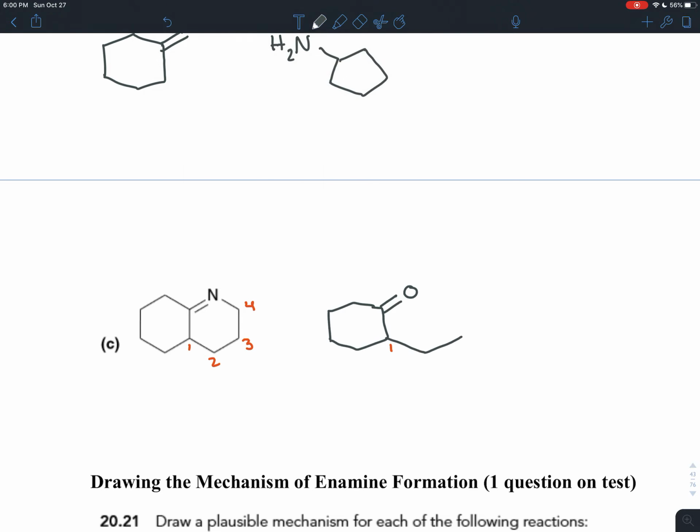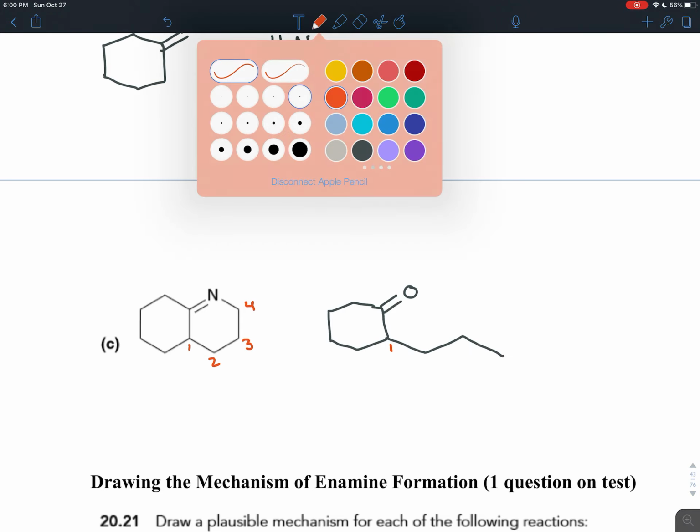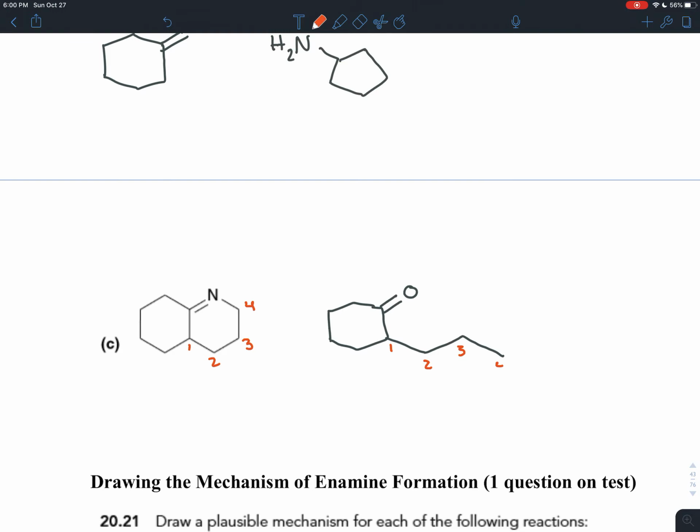So if we're counting, this is 1. So we could have 2, 3, 4, and then bonded to the 4th one, the nitrogen. Now, in order to form an imine, you always have to have a primary amine, so you'll always have those 2 hydrogens there. And this molecule can form that ring.